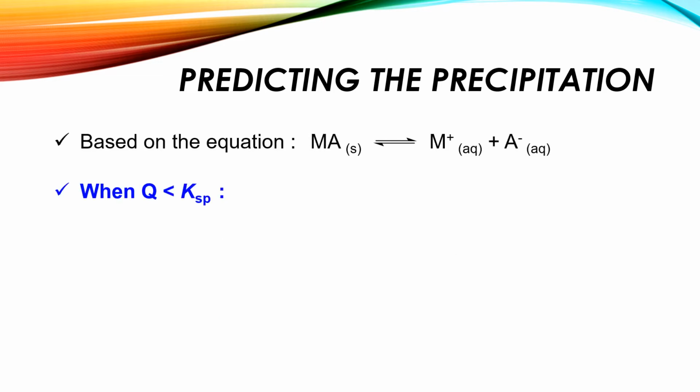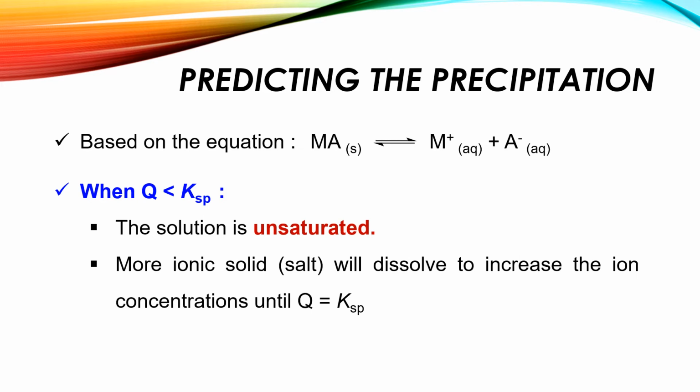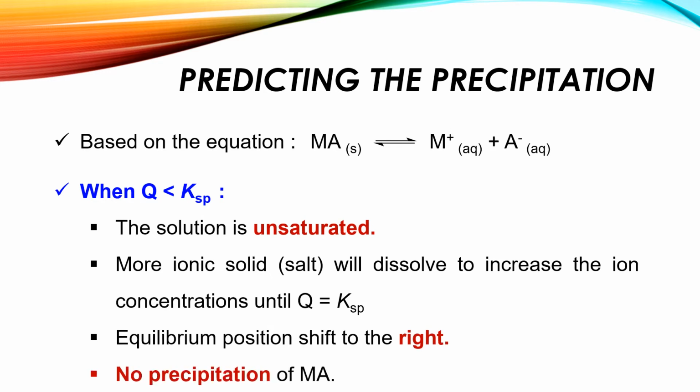When Q is less than Ksp, that means the solution is unsaturated. More ionic solid or salt will dissolve to increase the ions' concentrations until Q equals Ksp. The equilibrium position will shift to the right, thus no precipitation of the soluble salt.